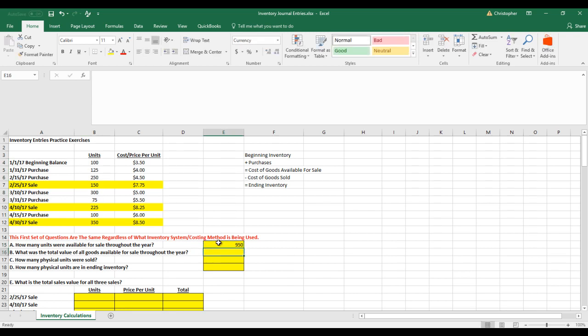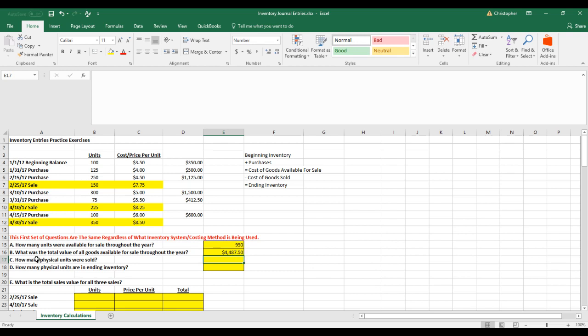Now the question is, what was the total value of all goods available for sale throughout the year? Now we have to take the price into consideration as well. We have the units, we have the cost per unit for each layer. So I'm just going to multiply each of those. I'm going to subtract out these sales, we don't want those. So I now have a value for each layer. And again, if you sum it up, you come up with 4,487.50.